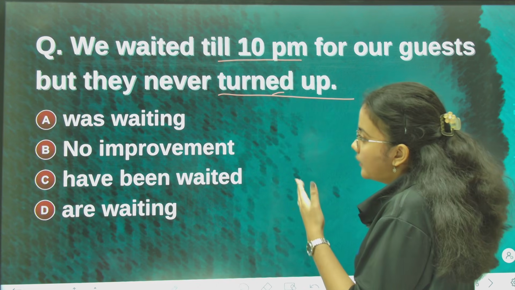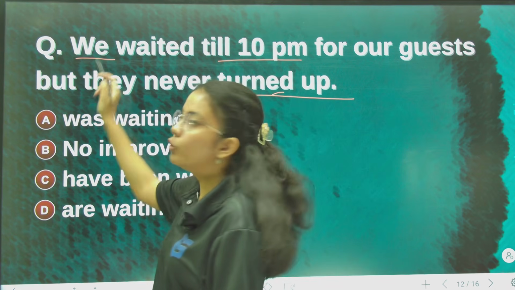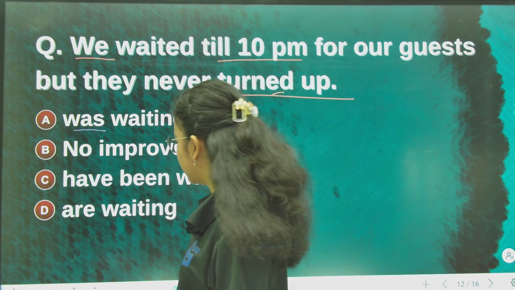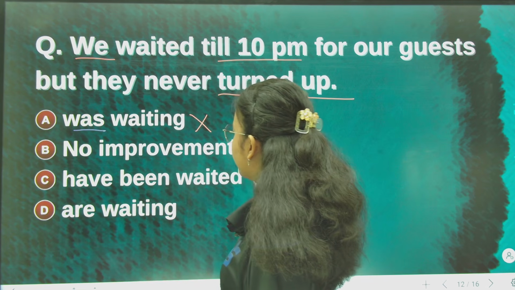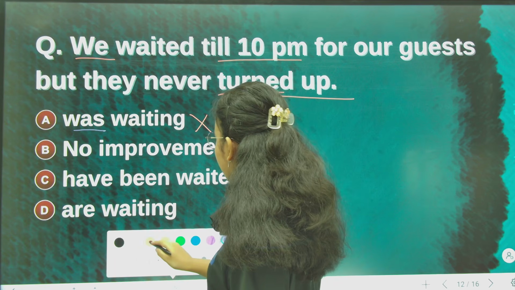Okay, what are the options? We was waiting. We is what? We is a plural noun, first person plural. With a plural noun, was doesn't fit, so this is wrong. Okay, no improvement... sorry, this is not wrong. Was waiting, wrong.